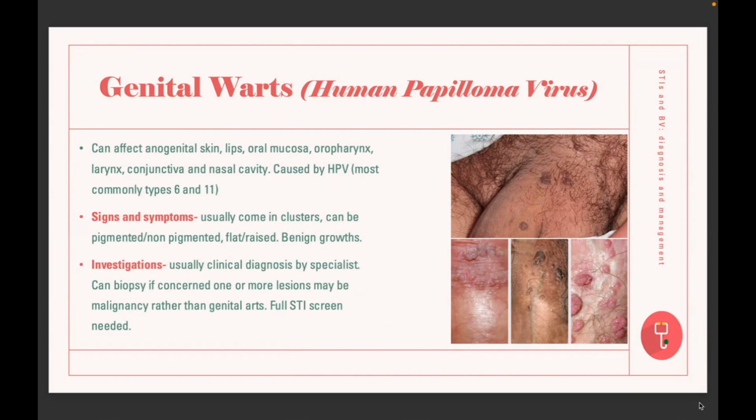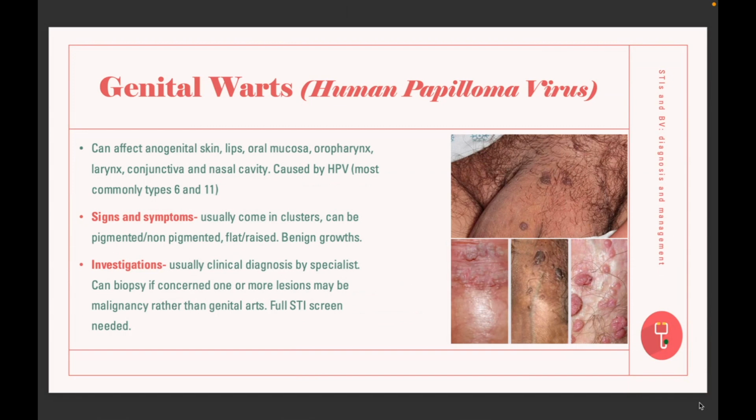Okay, so genital warts, they're caused by HPV, or human papillomavirus, and we'll be going into more detail about the vaccination programme and other presentations to do with HPV in the Obs and Gynae section of the revision session. I think off the top of my head it's on the 31st of March. So if you want a little bit more information about HPV, we'll be talking about it there. But in this session, I'll just be covering the genital wart side of it. They can affect anogenital skin, lips, oral mucosa, so inside the mouth, oropharynx, so down further towards the throat, larynx, conjunctiva, and nasal cavity. And like I said, they're caused by HPV, and usually it's type 6 and 11 for genital warts.